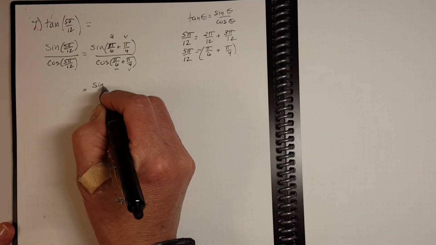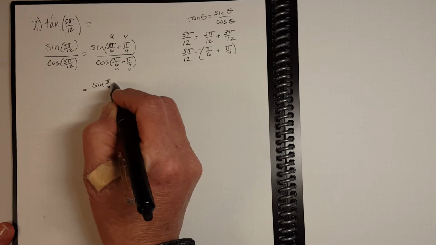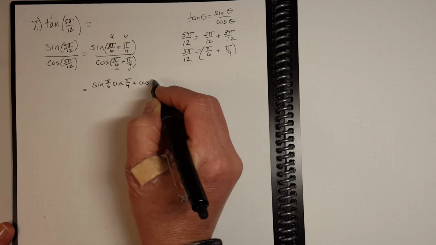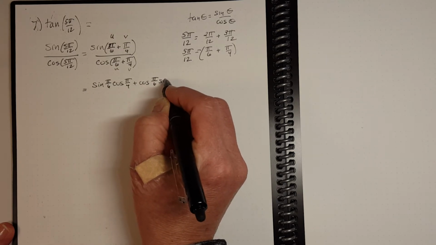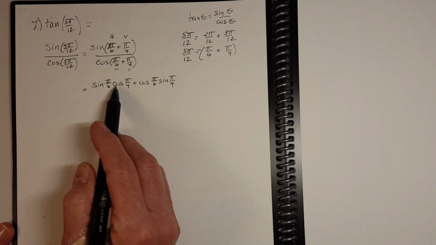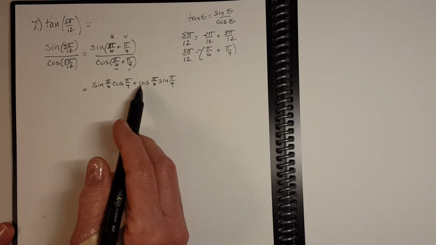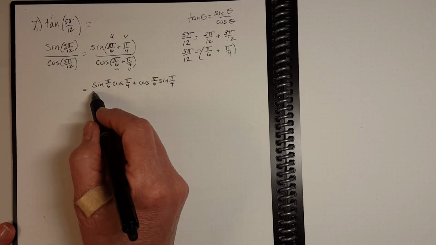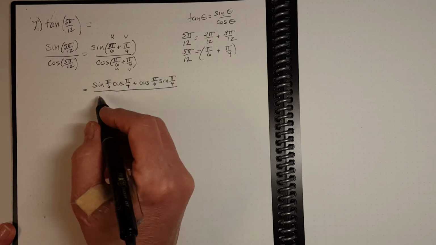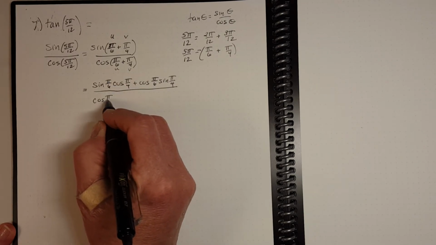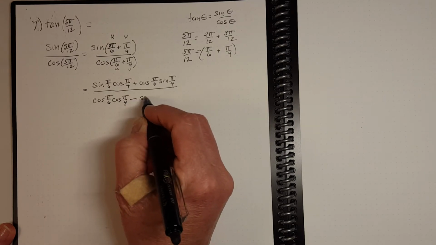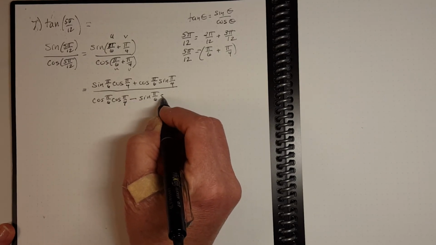So sine of u plus v is sine of u cosine of v plus cosine of u sine of v. Right? So sine of u is pi over 6, cosine of v, pi over 4, right? That's the formula, plus cosine of u, sine of v. So that's the sine of pi over 6 plus pi over 4. And the cosine formula is cosine of u, cosine of v, minus sine of u, sine of v.